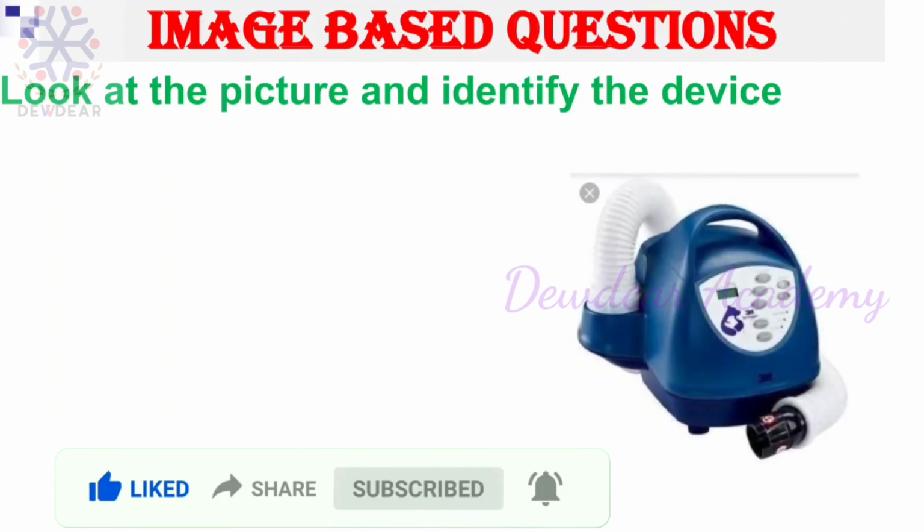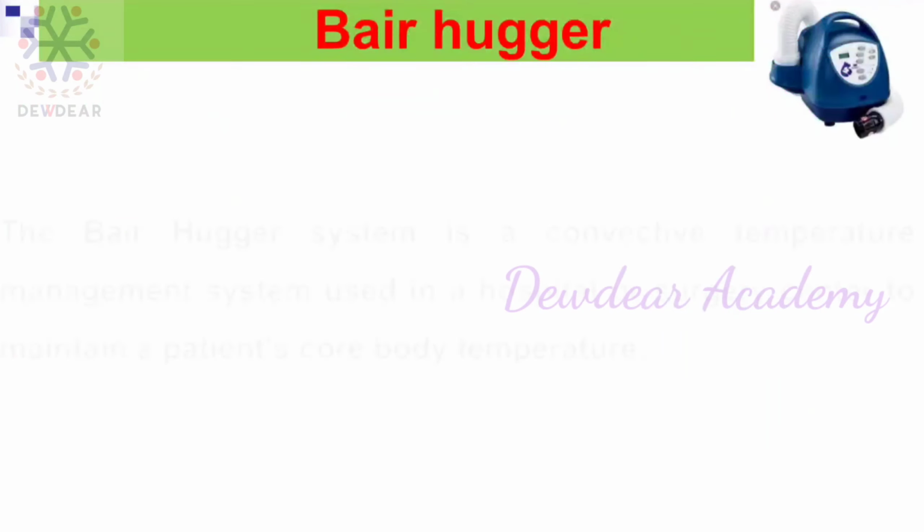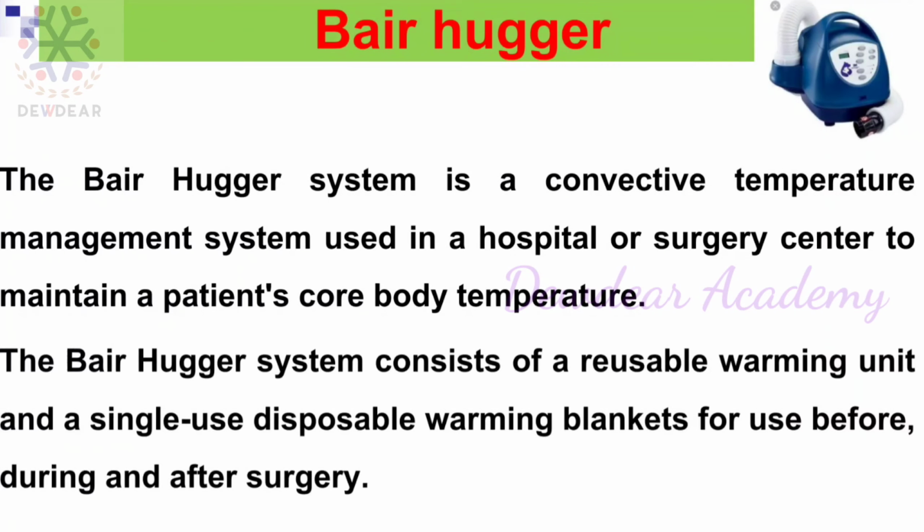So what is the device given in this picture? Answer is bear hugger. Bear hugger or bear hugger system is a convective temperature management system used in a hospital or surgery center to maintain a patient's core body temperature. It consists of a reusable warming unit and single-use disposable warming blankets for use before, during and after surgery.